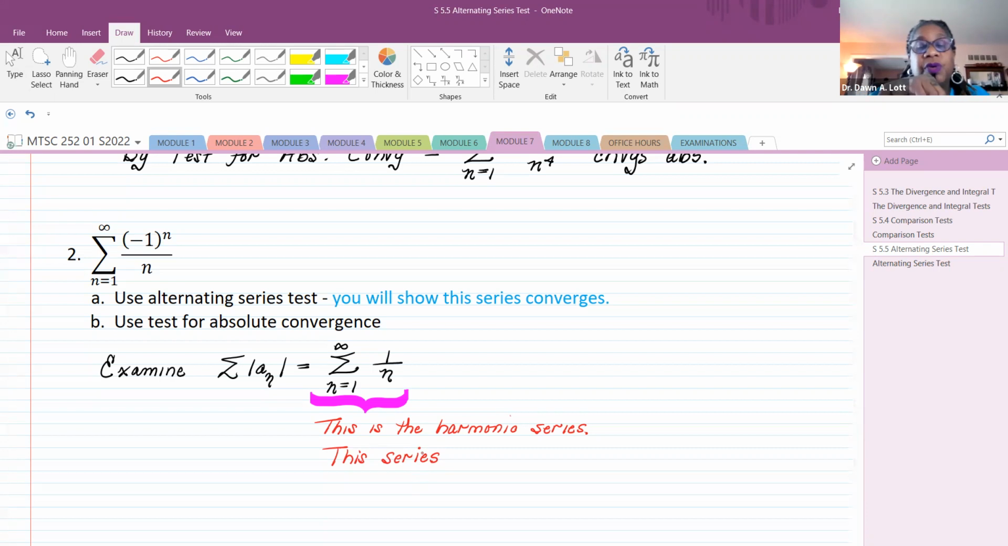Does this series diverge or converge? We talked about this. We proved it with the integral test. This is the harmonic series. This is something you need to know. The harmonic series does what?